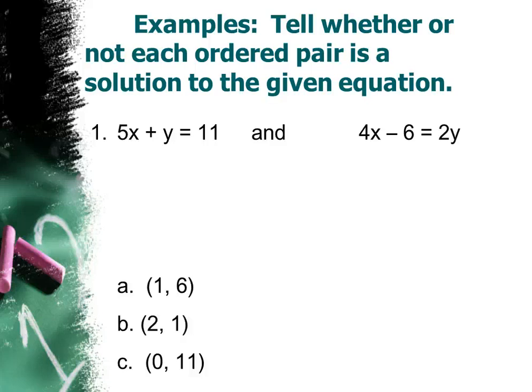Try B. Plug in 2 for x. 5 times 2 is 10 plus 1 equals 11. That works. Over here, 4 times 2 is 8. 8 minus 6 is 2. Is 2 equal to 2 times 1? Yes, it is. And so B, therefore, is a solution.